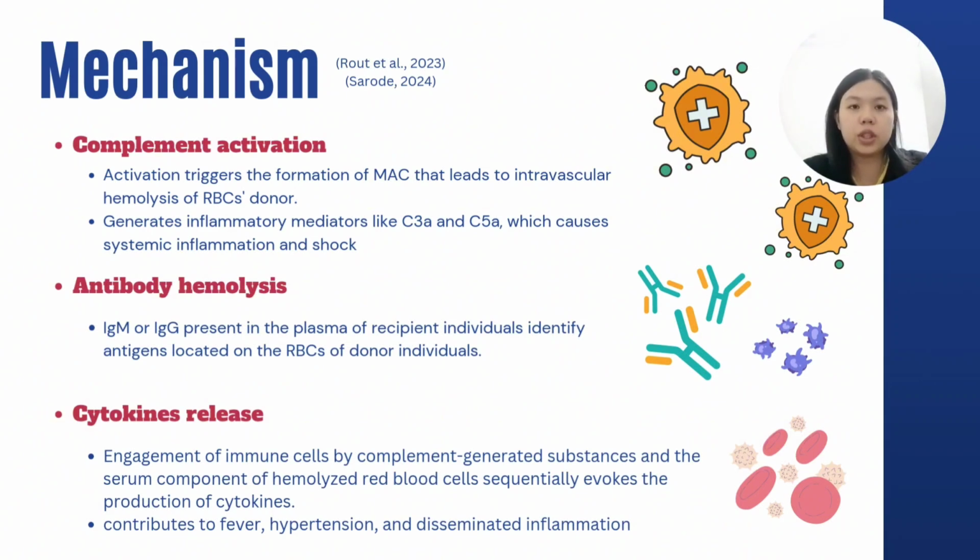Now, 3 key mechanisms of acute hemolytic transfusion reaction. First is complement activation, which is a key driver of hemolysis and systemic inflammation. Antibodies binding to red blood cell antigens trigger the complement pathway, forming the MAC, which causes holes in the donor red blood cell membrane and intravascular hemolysis. Component fragments like C3a and C5a are potent inflammatory mediators that recruit and activate immune cells, causing systemic inflammation and symptoms like fever, chills, and hypotension. Then, IgM or IgG present in the plasma of the recipient identify antigens located on the RBCs of the donor. Pro-inflammatory cytokines are released by immune cells, and hemolyzed RBC components can lead to complications like fever, hypertension, and inflammation, while the destruction of RBCs can release free hemoglobin, causing renal damage and hemoglobinuria.